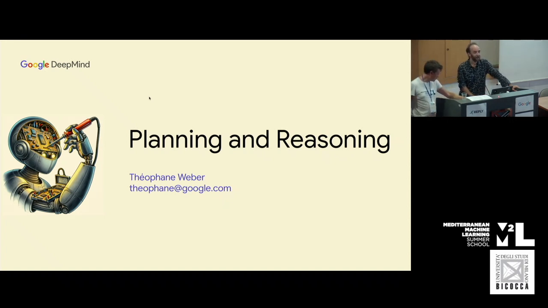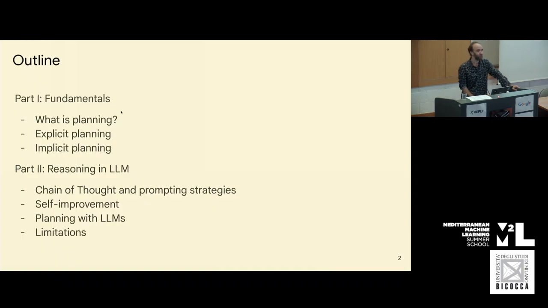Okay, cool. I'll be speaking broadly about planning and reasoning, hopefully building on the great talk by Claire on RL and leading towards the following talk on RLHF by Danielle. So the talk will have two parts. Roughly speaking, the pre-LLM era, so the fundamentals of planning: what is planning, and some notions of explicit and implicit planning. And then for the second half, we'll talk about reasoning in LLMs, focusing in particular on chain of thought, prompting strategies, self-improvement, planning with LLMs, and talk briefly about limitations.